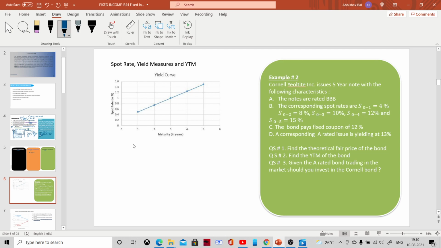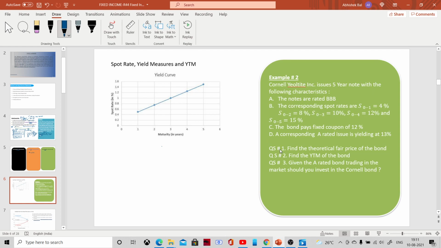Example number 2 says we now have an issue that is a 5-year issue with the following characteristics. It's a BB rated bond and the spot interest rates are given as S01 at 4%, S02 at 8%, S03 at 10%, and so on and so forth, up to 5 years, which is S05 at 15%. The bond pays a fixed coupon of 12%. The second part of the question we will come to a little later.